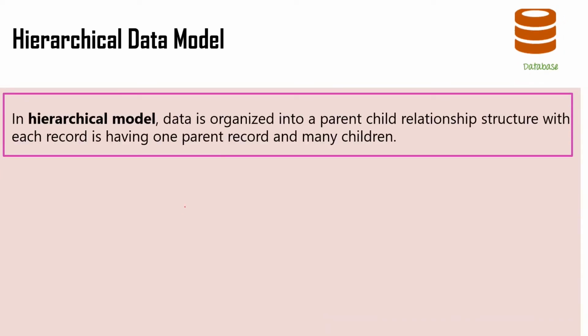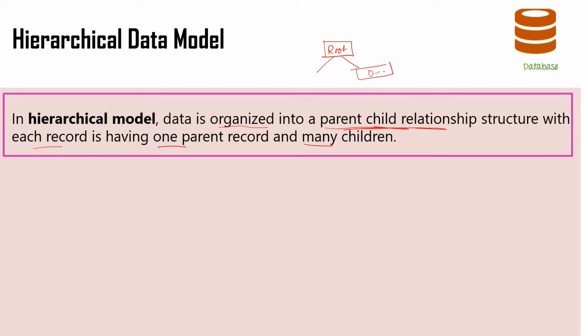Now, what is a hierarchical model? A hierarchical data model is a model in which data is organized into a parent-child relationship structure, where each record will have a parent record and that record can have many children. Understood? And the top node will be called root. That means a root may have any number of dependents. Again, each of these dependents may have any number of dependents and so on.